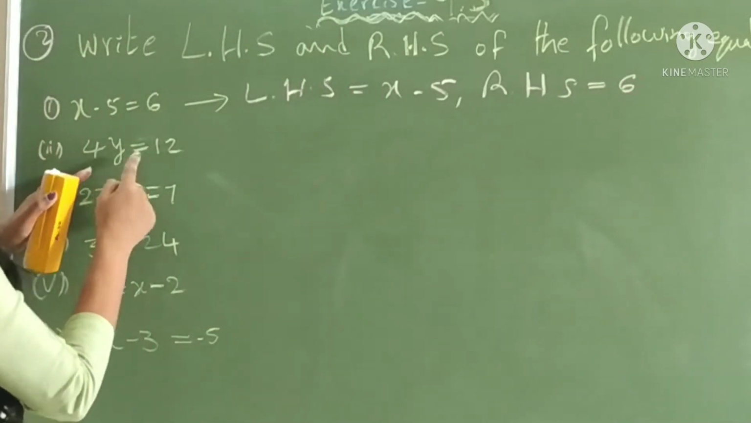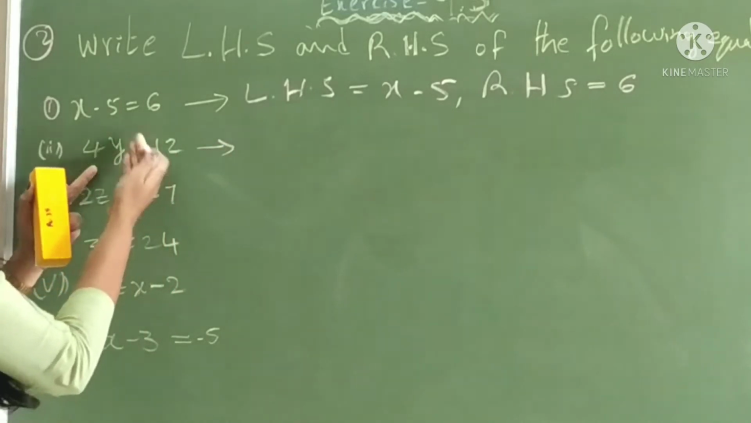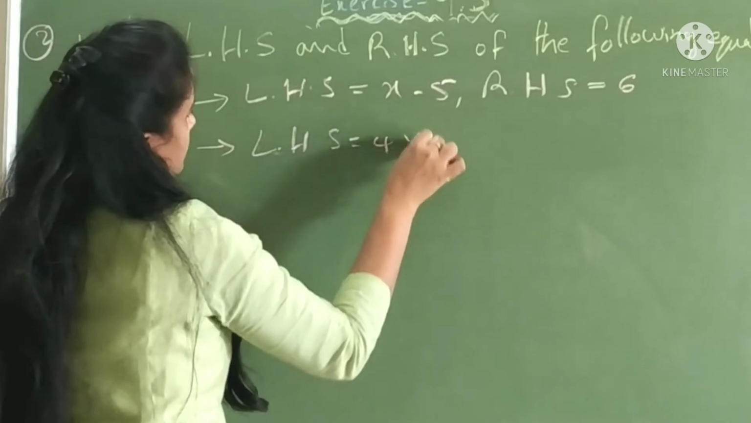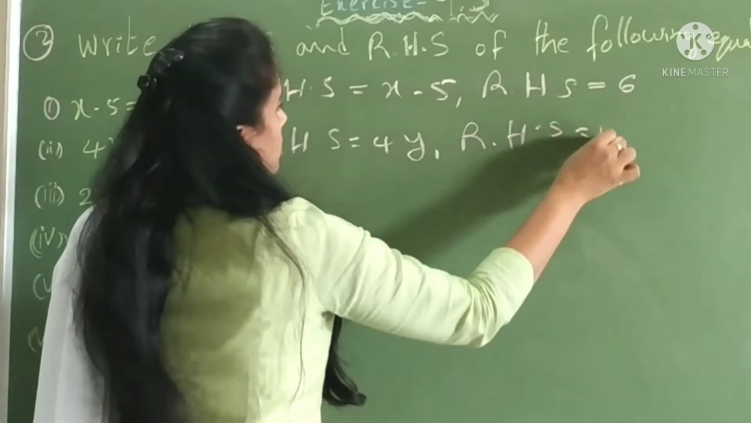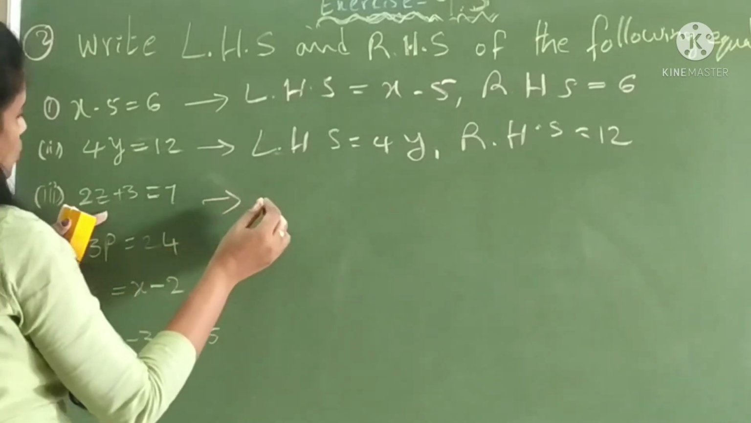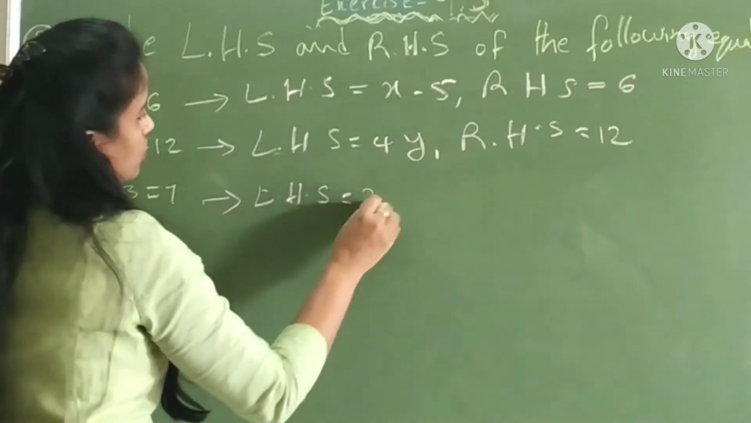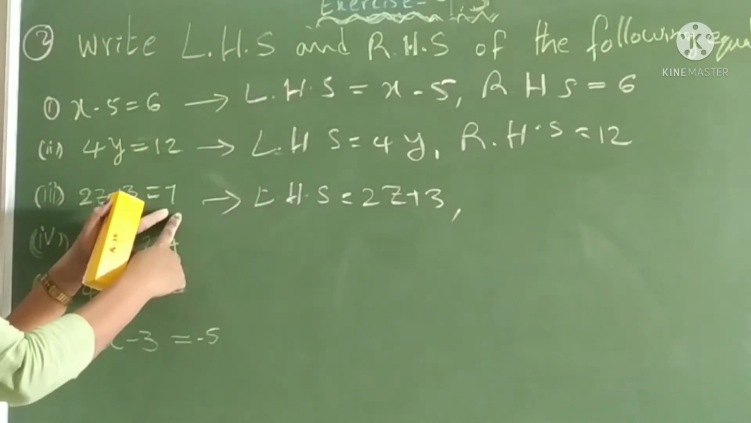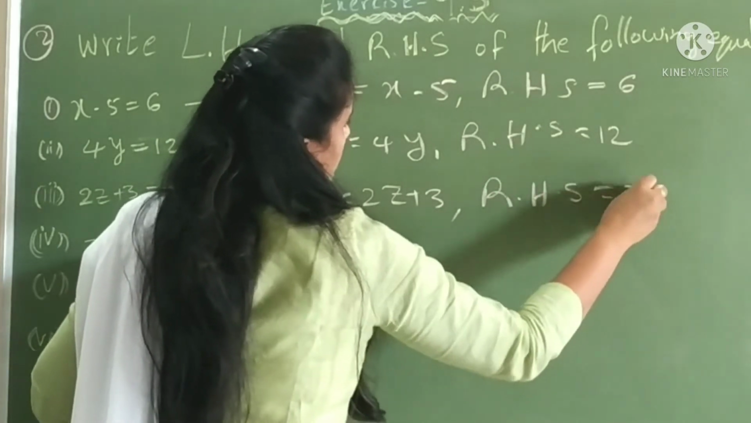See, in this equation LHS is equal to 4y. Before the equal to, the expression is 4y. LHS is equal to 4y, comma, RHS is 12. And in the next, before the equal to, the expression is 2z plus 3. LHS is equal to 2z plus 3, comma, RHS is equal to 7, the expression after the equal to. This is the right hand side.